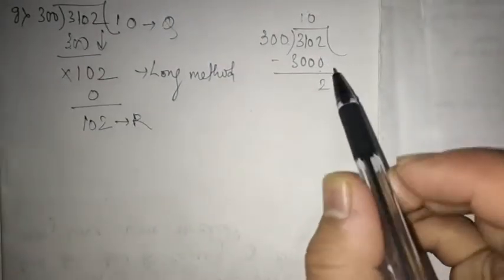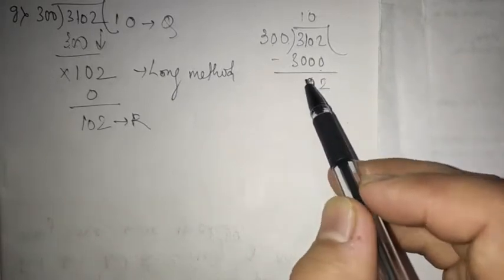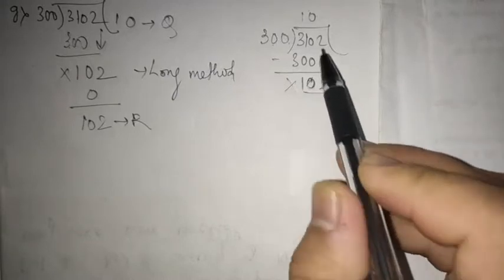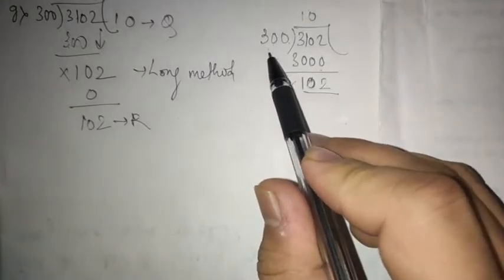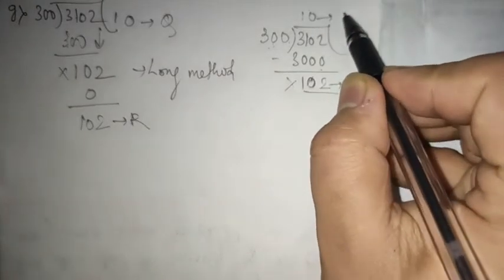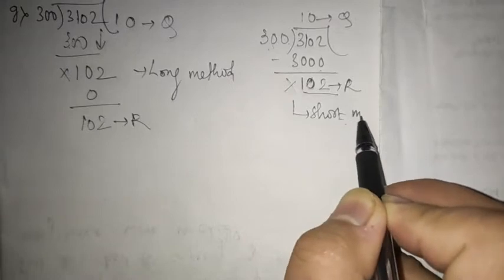So now subtract it. 2 minus 0 is 2, 0 minus 0 is 0, 1 minus 0 is 1, 3 minus 3 is 0. So what is the remainder? 102. So it cannot be divided by 300 because 300 is a greater number. So this will be a remainder, this will be a quotient. So this is your short method.